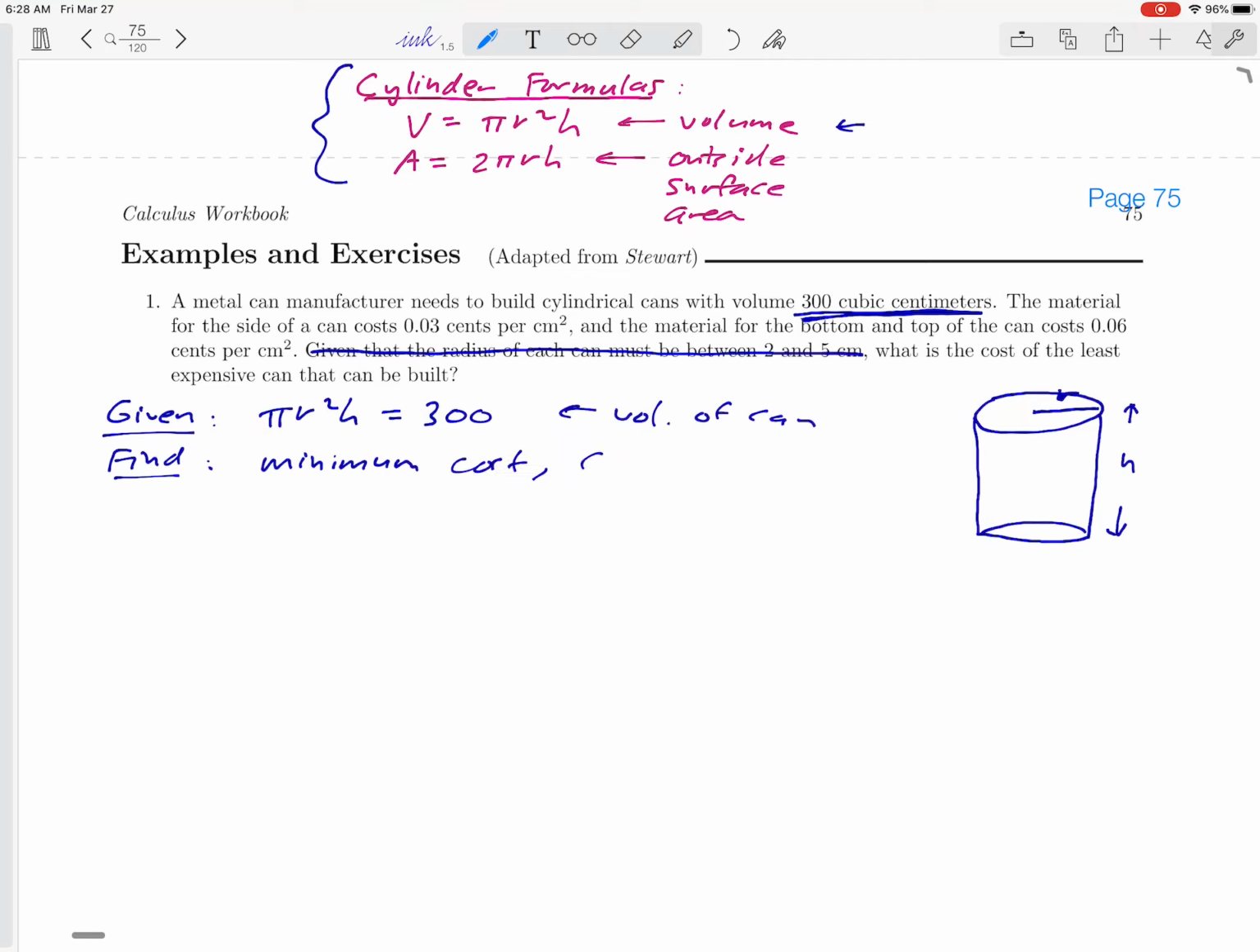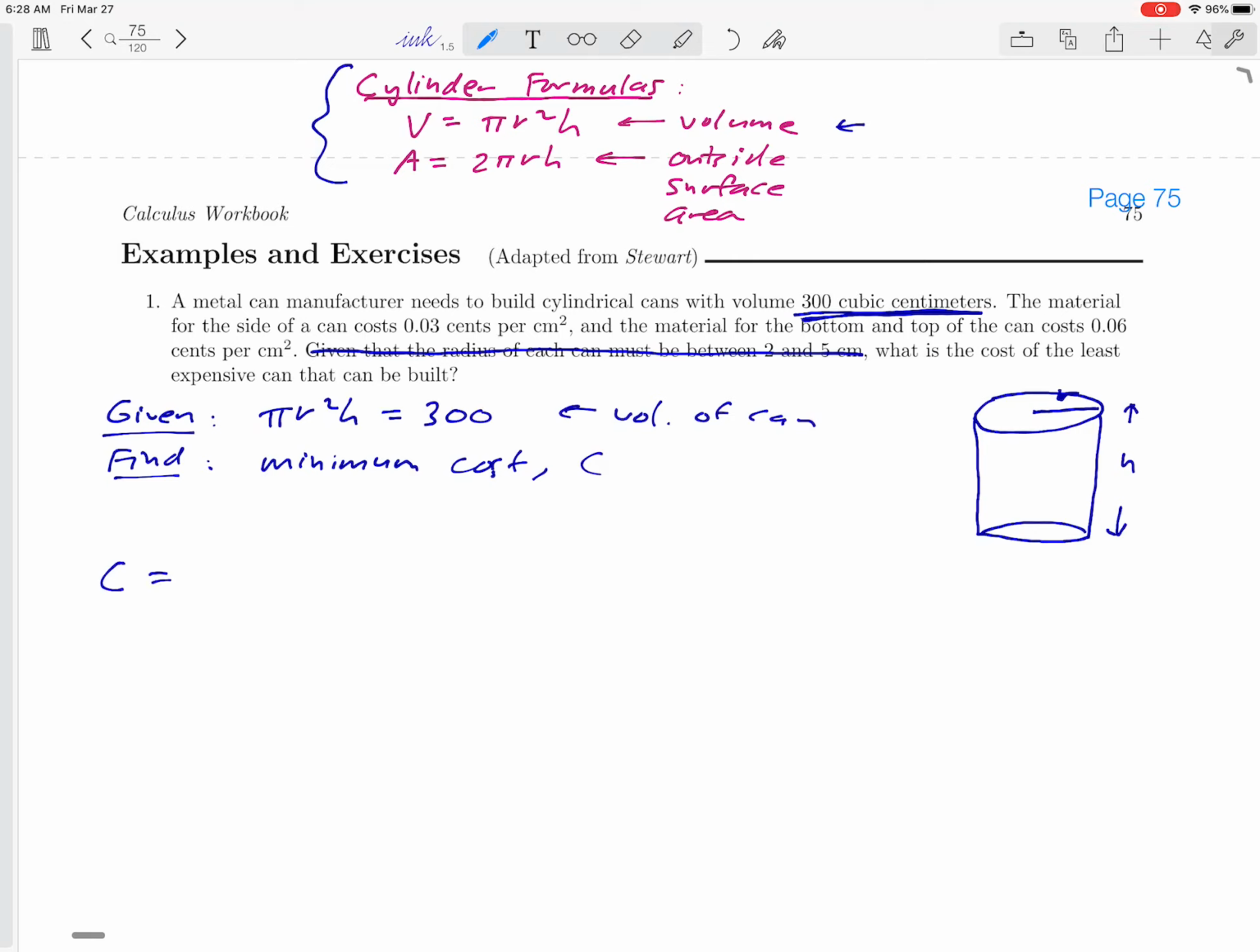Okay, and I'm going to remind you that that's just the volume of the can. And what we're trying to find is the minimum cost here. We'll give it a name and we'll call it C in this case. All right, well, if we want to minimize the cost, we need a formula for the cost function. And that's the part of this problem that's more challenging than some of the ones that we've done up to this point. How do we find a formula for the cost of the can?